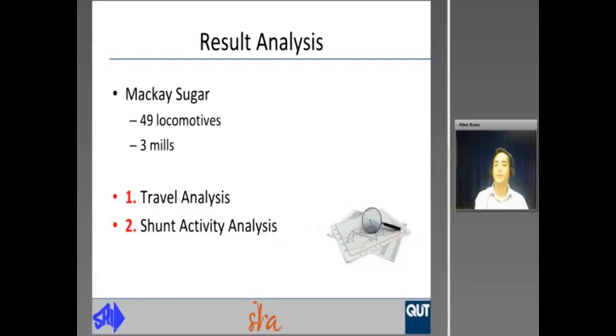And then after we finished this algorithm, we analyzed some of the results. To do that, we got Makai-Sugar 2013 data. Makai-Sugar consists of about 49 locomotives performing runs for 3 mills. So we analyzed travel and shunt activity information.